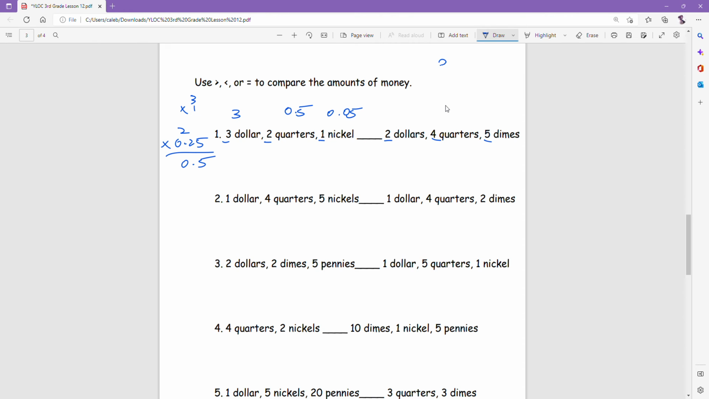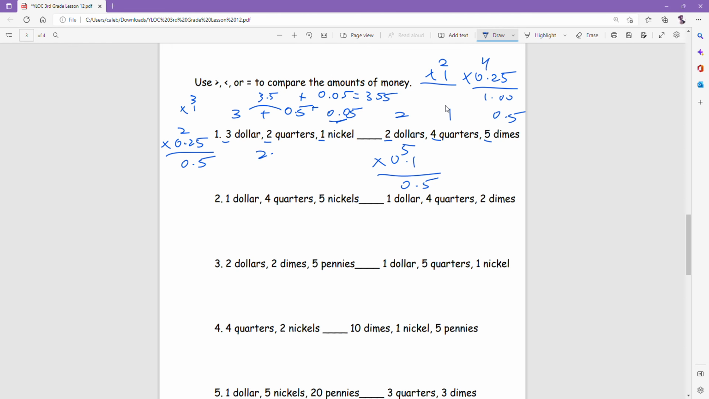We have $2, which is 2 times 1, equals 2. 4 quarters, 4 times 0.25, because it's the cost of the quarters, and that equals 1. And then we have 5 dimes. 5 times 0.1, because that's the cost of dimes, 0.5. So now we're going to add them all together. 3 plus 0.5 is 3.5. 3.5 plus 0.05 here is 3.55.